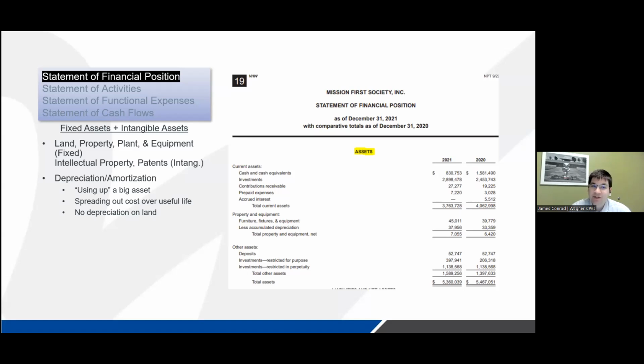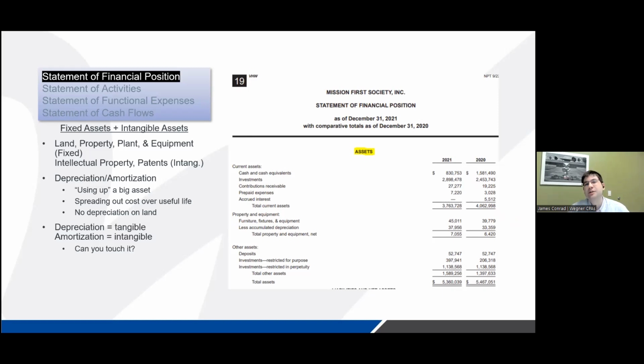Depreciation and amortization is basically thinking of it as using up a big asset. You're spreading out the cost that you laid out up front over the useful life of the item. So if you have a truck, you expect your truck to last you 10 years, you're spreading the cost of that truck out over 10 years. There's no depreciation on land. So land just sits on the books. It does not get adjusted for market adjustments or anything like that. Just sits at the purchase price.